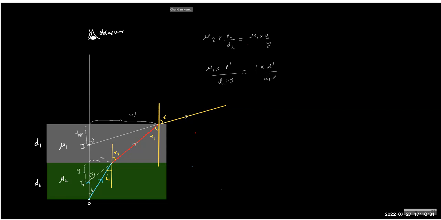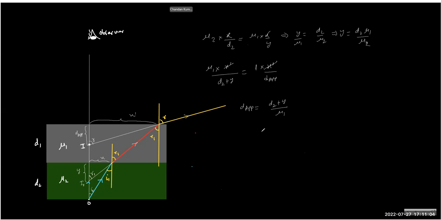d apparent. So x dash will cancel out. So d apparent turns out to be d2 plus y by mu 1. And the y turns out to be: y by mu 1 is d2 by mu 2. So y turns out to be d2 mu 1 by mu 2.